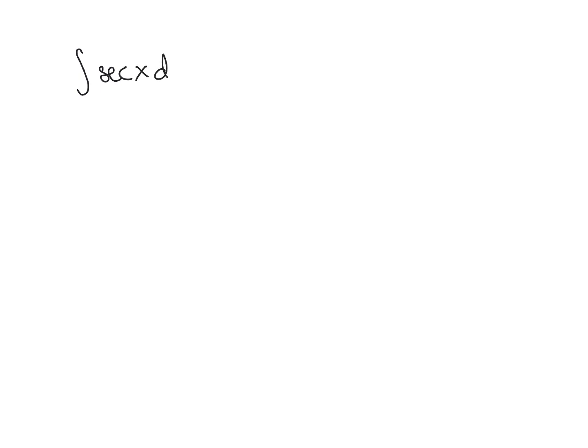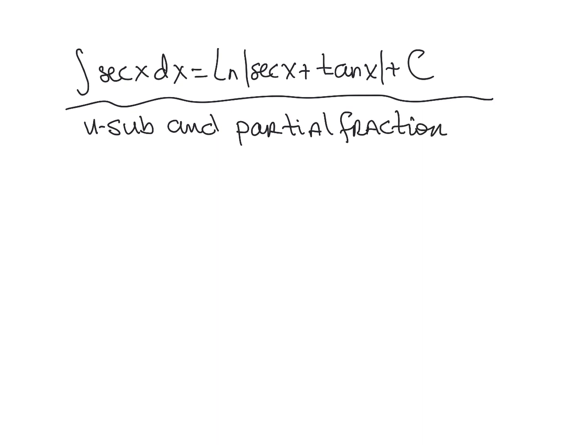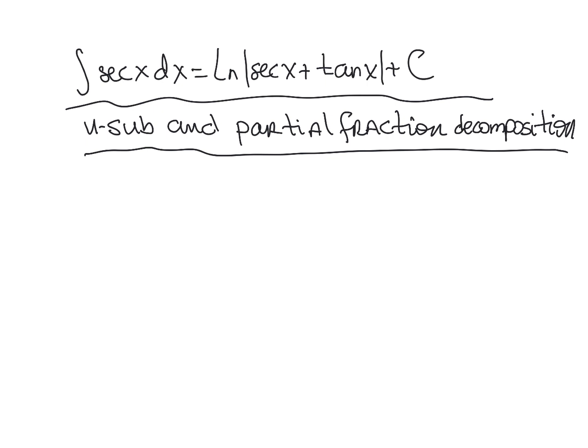So in an earlier video, we showed that the integral of secant is natural log of secant plus tangent. And we used mainly u substitution with some algebra to do it. In this video, we're going to evaluate this integral by a different method. We're going to use u substitution and partial fraction decomposition to obtain the same result. So let's take a look at how this is done.